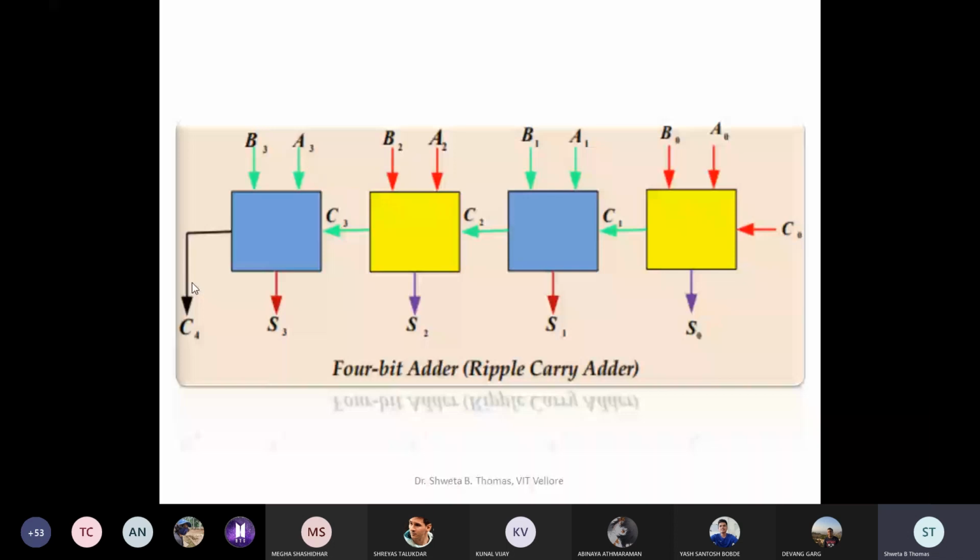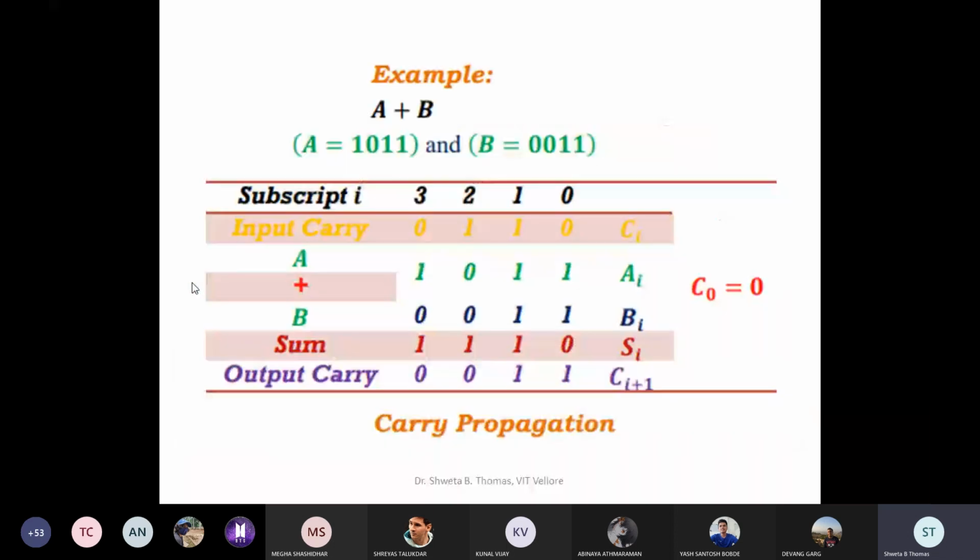So we will take one example here. For example, we have two values A and B. A is equal to 1011 and B is equal to 0011. You need to add A to B with the help of a binary parallel adder, where subscript i is nothing but the positional value, right from the least significant bit. I already told you C naught will be equal to 0. So here the input carry is 0.